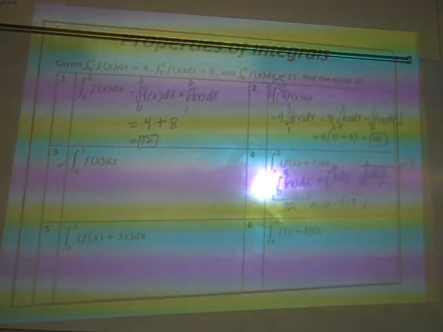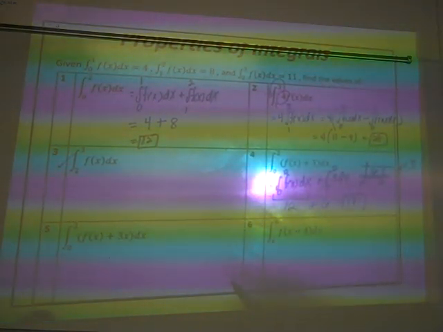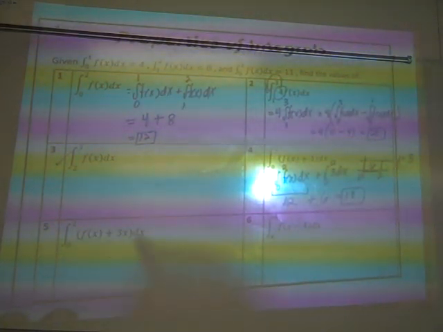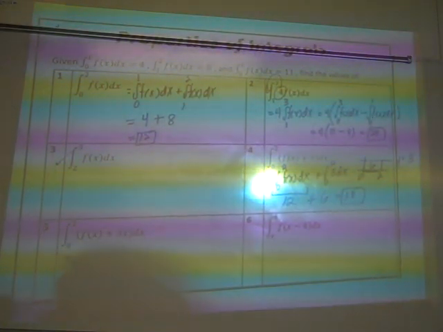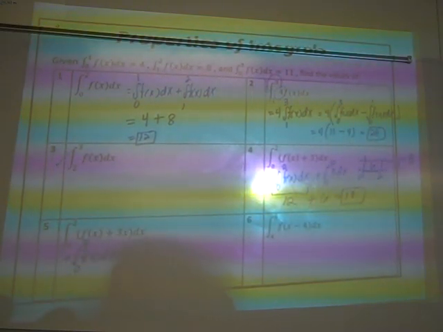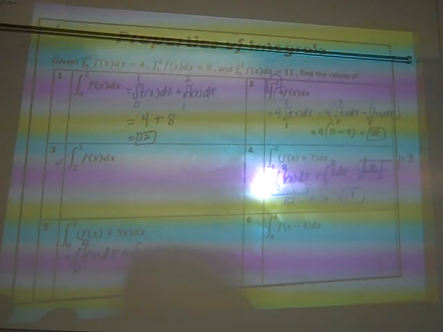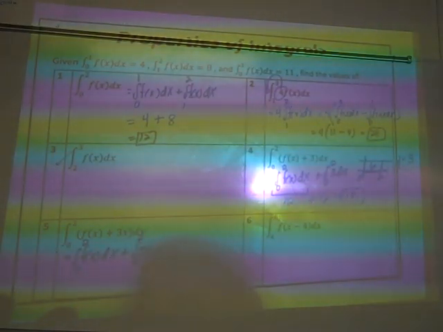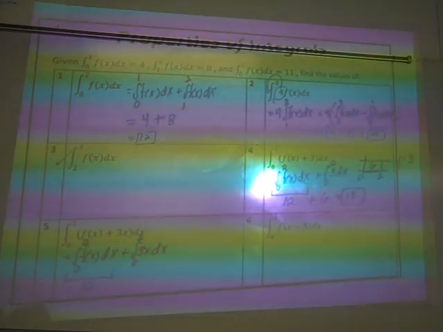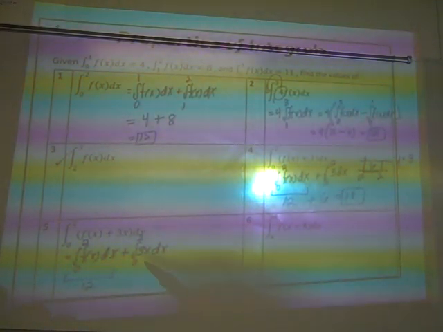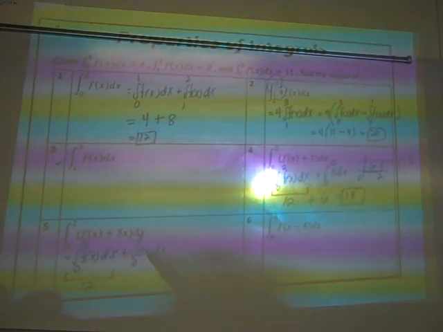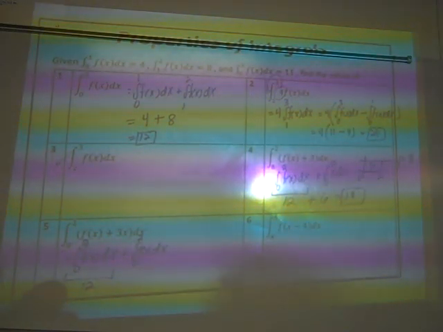Let's see another way that this could show up. Number 5. I want the definite integral from 0 to 2 of f of x plus 3x. I'm going to make that the definite integral from 0 to 2 of f of x dx. We've seen that already. The definite integral from 0 to 2 of 3x dx. I know that that part there is equal to 12. Now, the integral from 0 to 2 of 3x, 3x is not a constant. It's not like number 4.